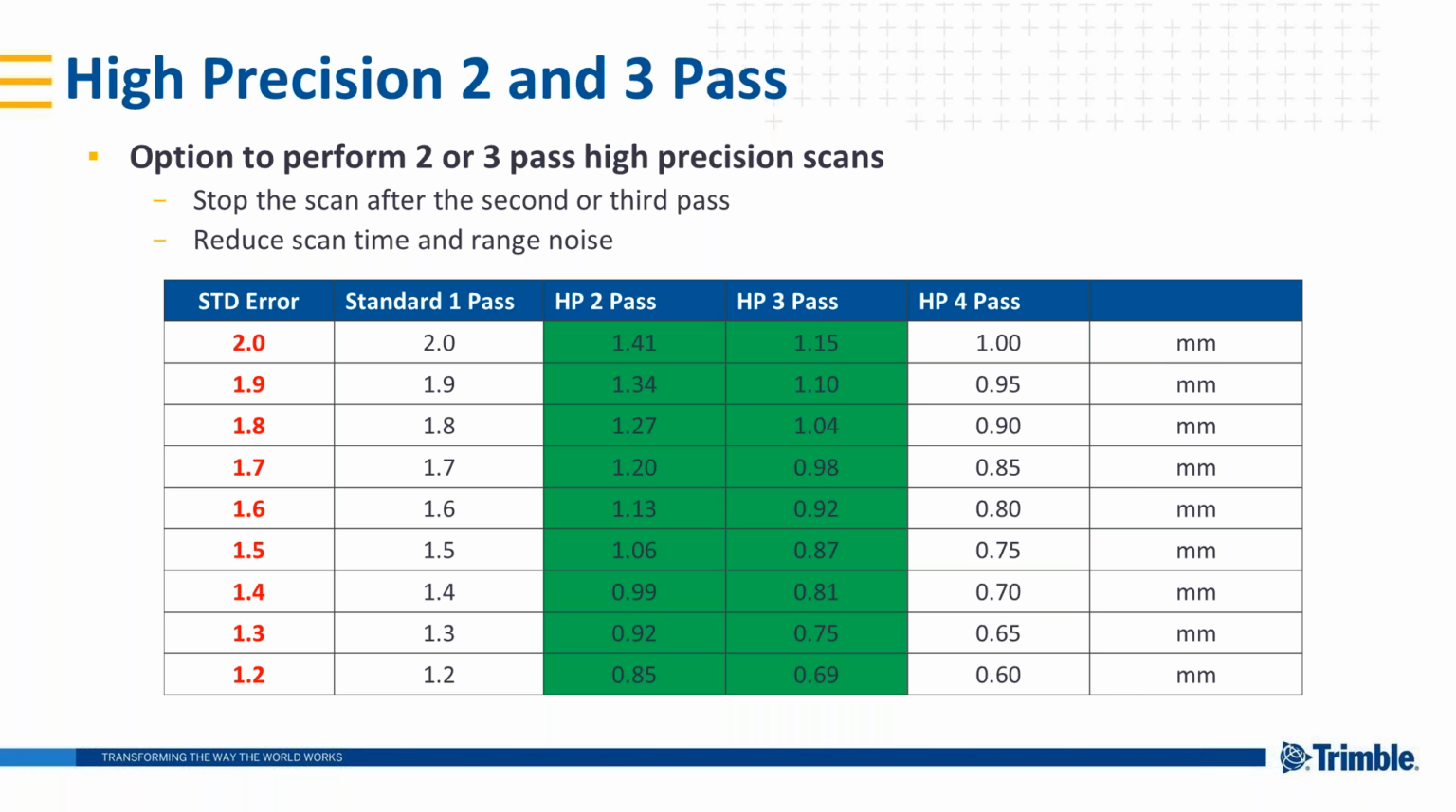RealWorks will average the multi-pass scans when they are processed to reduce the range noise, and the merged scans result in a file size that's about the same as a standard scan.